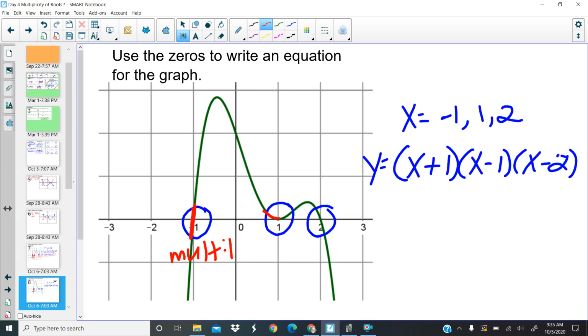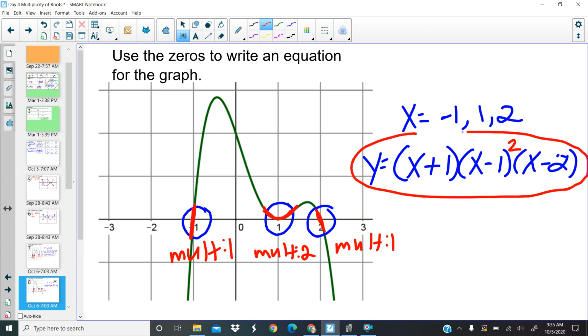At x equals +1, it comes down and hits the x-axis and then bounces back up. So since it bounces, the multiplicity is going to be 2. So that's my factor, x minus 1 gets an exponent of 2. And then where x equals 2, it just crosses through again. So that's another multiplicity of 1. And whenever it's a multiplicity of 1, we don't have to write that exponent there. So this would be the equation that we would use for our graph.